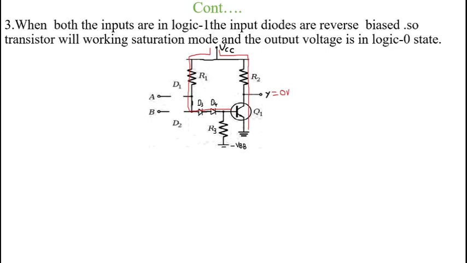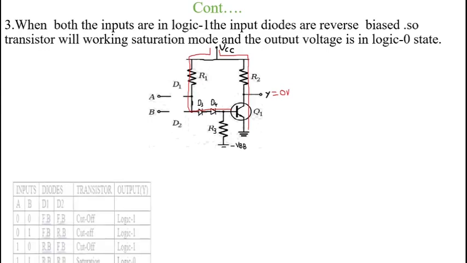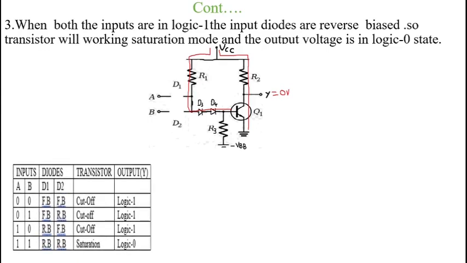With respect to these possible input combinations, now we draw the truth table of this DTL NAND gate. Coming to the truth table, here we consider the inputs, the diodes, the transistor Q1, and the output Y. The first possible combination of input is both inputs 0 0. At that time the diodes D1 and D2 are in forward bias condition and the transistor Q1 is acting in cutoff mode. Therefore, we get the output Y equal to logic 1.